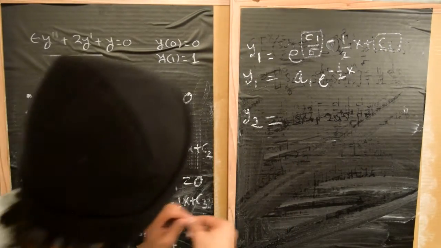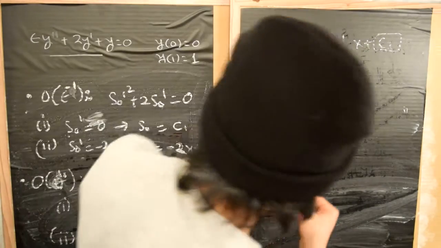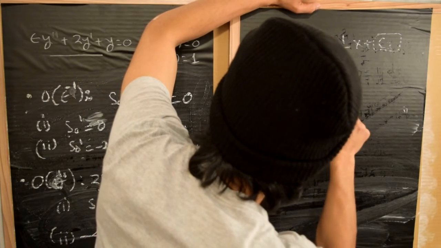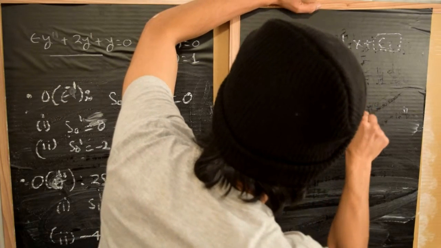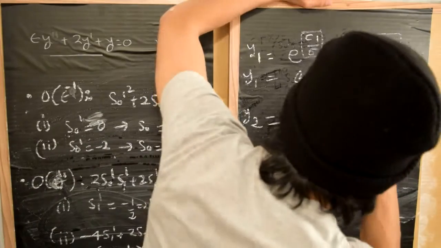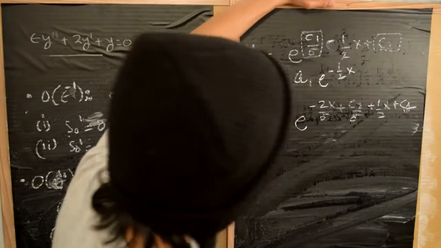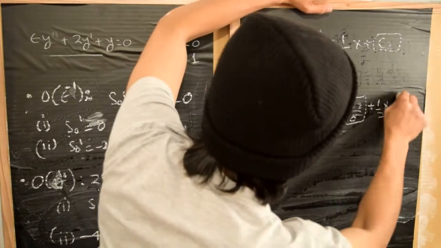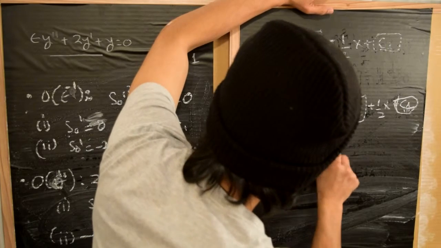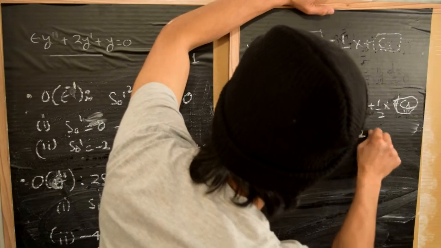It's e to the power of minus 2x plus a constant. So it's minus 2x divided by delta plus c2 divided by delta. And then we have plus half x plus c4. Again, this and this are constant, which we can extract and write as some constant a2 times e to the power of x divided by 2 minus 2x.